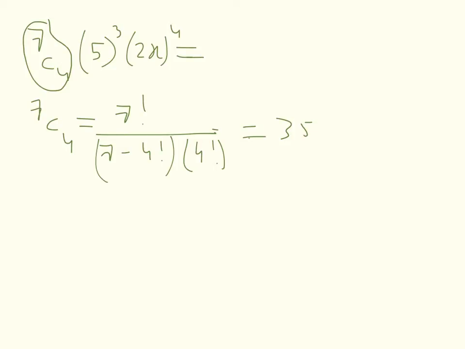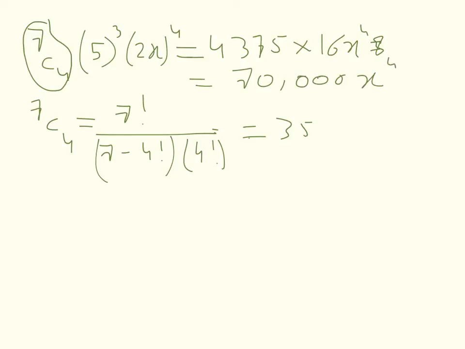When I have expanded all of the brackets, what I'll be left with would be 4,375 multiplied by 16 to the power, so 16 x to the power of 4, and this gives me, let me actually write this down here, this gives me 70,000 x to the power of 4.